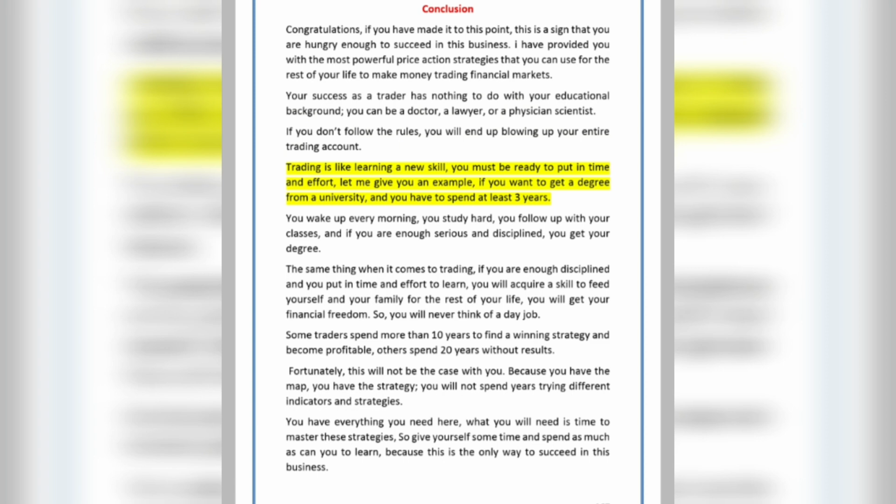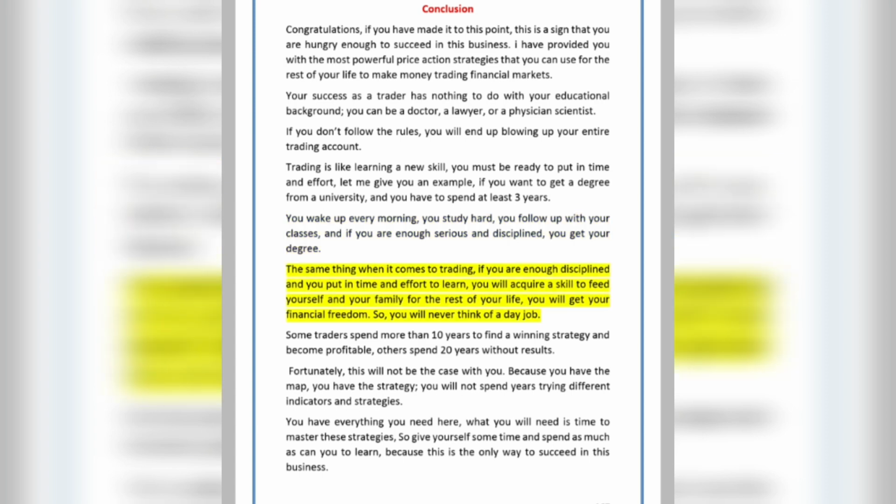Trading is like learning a new skill. You must be ready to put in time and effort. Let me give you an example. If you want to get a degree from a university, you have to spend at least 3 years. You wake up every morning, you study hard, you follow up with your classes, and if you are serious enough and disciplined, you get your degree.